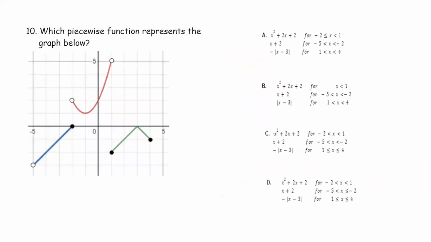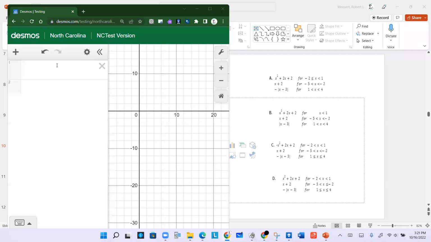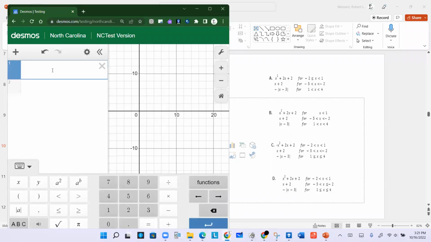All right, last one. Number 10, which piecewise functions represent the graph below? So let me show you how to graph a piecewise function. In order to graph a piecewise function as you see below, you're going to type the function in as you see it. And then where you see the inequality, you're going to do a curly bracket. Now you can get the curly bracket by typing Shift, the button next to P. And you can type the inequality as you see it here.